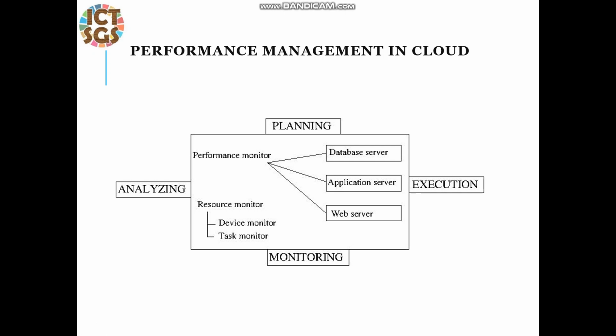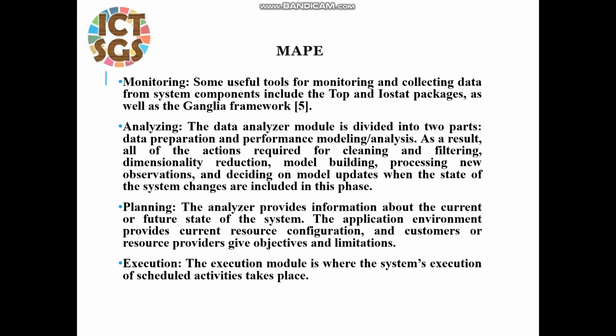So this cycle continues from monitoring to analysis to planning to execution, and we have to monitor the performance of the servers in the data centers. It could be database servers, application servers, or web servers. Also, resource monitoring is to be done for the devices and the tasks running in the devices. So this is the description of the 4 phases: monitoring, analyzing, planning, and execution.